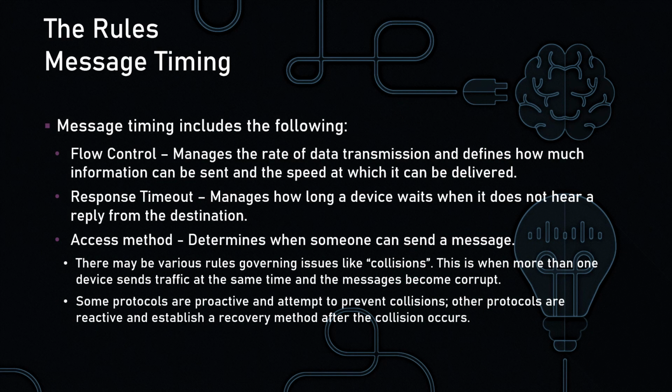Message timing deals with three primary items: flow control, response timeout, and the access method. Flow control just basically means that we're trying to make sure that you're getting the information that you need and not wasting a ton of transmission time.